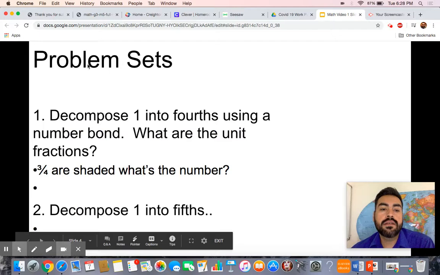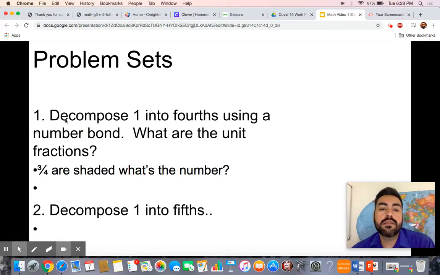Problem sets. So let's begin. Problem sets. Number 1. Decompose 1 into 4s using a number bond. What are the unit fractions? So notice a lot of you will just, whenever given a problem like this, you'll read it really quickly and you'll only do the last step. What are the fractions, the unit fractions? But you'll gloss over the first part. So whenever you read a problem that has multiple sentences, read it all, go back and chunk it into steps. So let's do the first part. Decompose one.